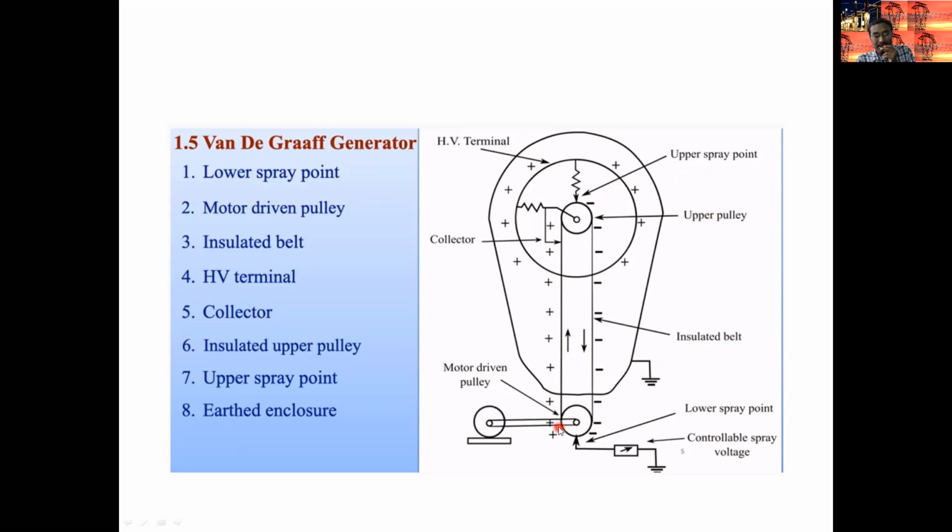Positive charges are sprayed onto the belt by the spray comb, and the upper comb is called the receiver comb. The positive charges are collected by the receiver comb. That's why it is called the receiver, and it is connected to the HV terminal. This is the sphere, on which a large amount of positive charge is placed, and this is called the collector. So these are the different parts of the Van de Graaff generator.